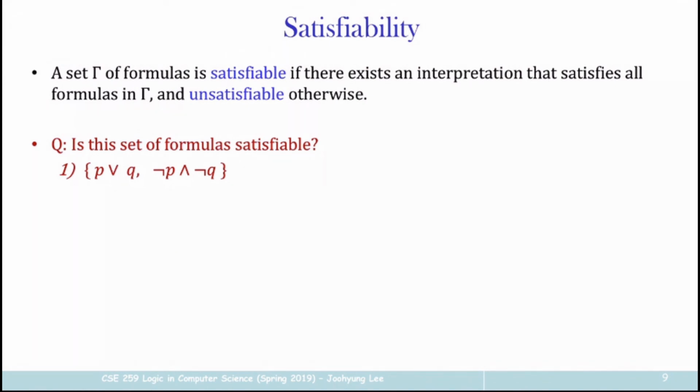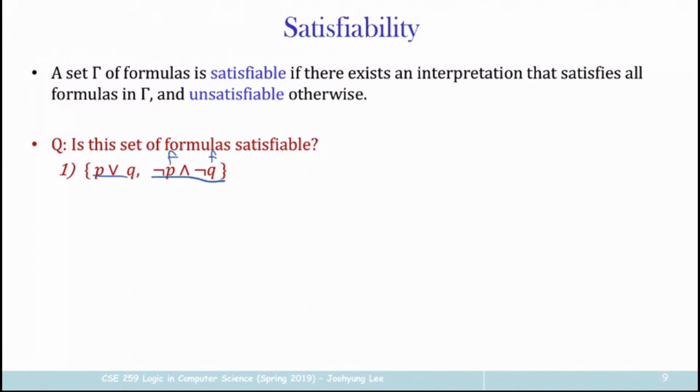So 90% said this is false, and you're right. So why is it the case? Well, in order to make this true, P and Q must be false. There's no other choice that you can do. When P and Q are false, then P or Q is false. Right? There's no way that you can make this set to be satisfied.